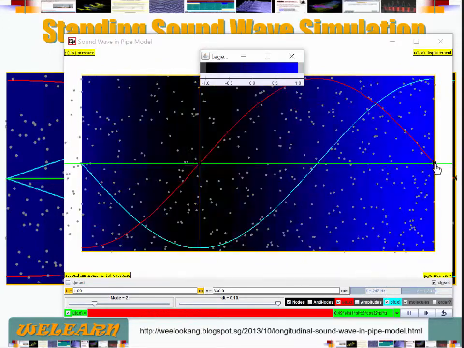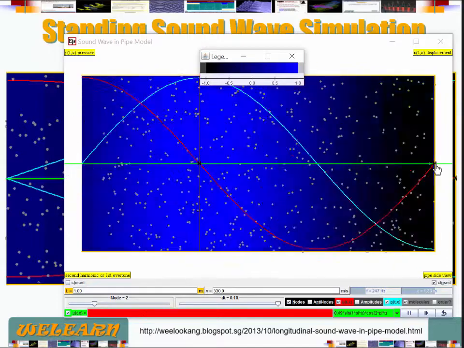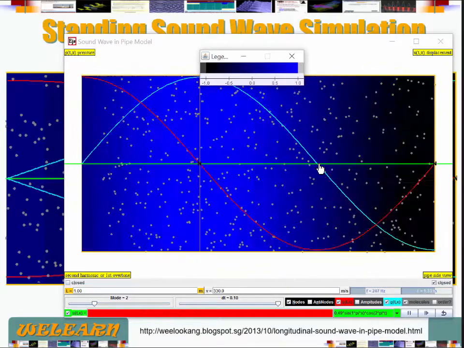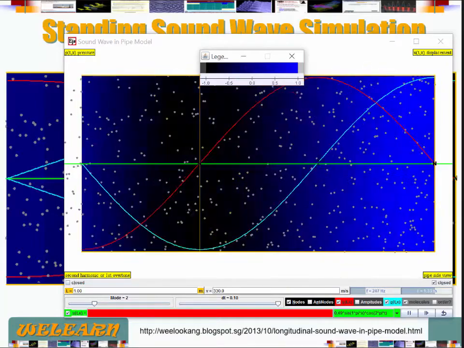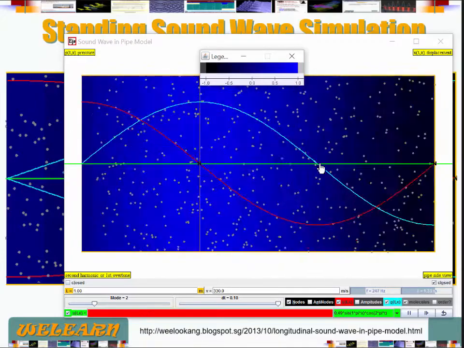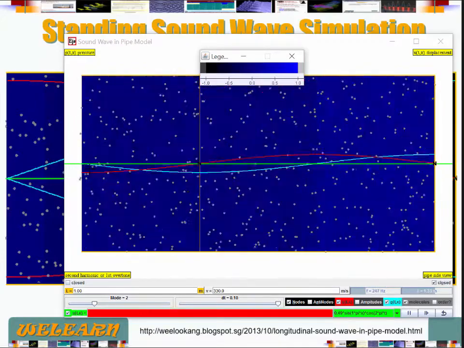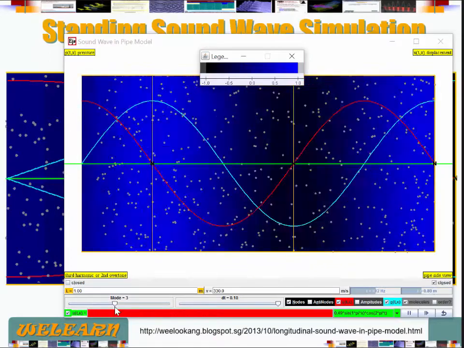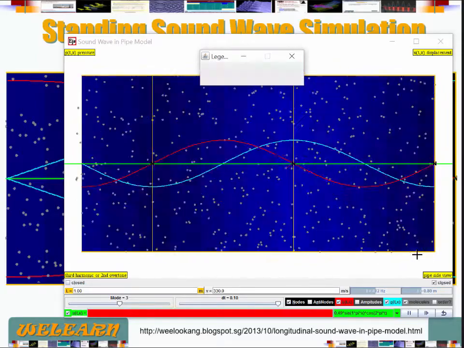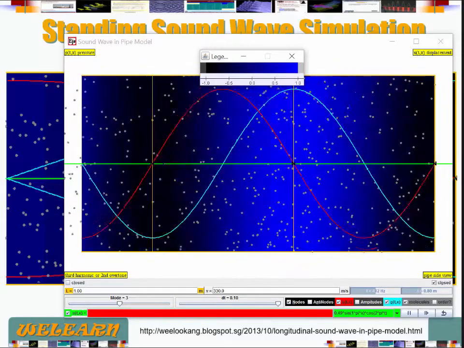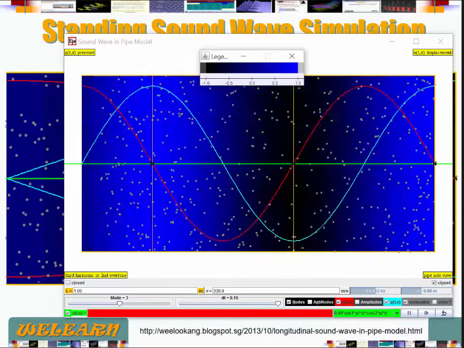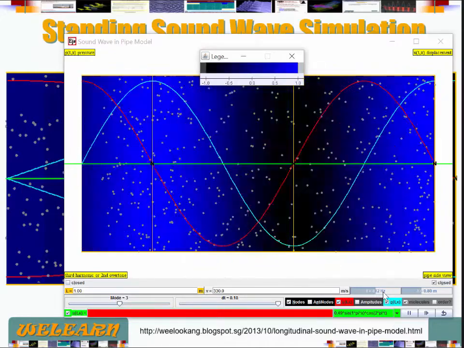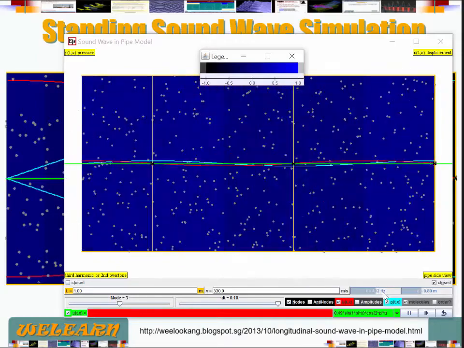You notice a node for the displacement at the closed end, an antinode for the pressure. The pressure is going to have one node in the middle here, not exactly the middle, but inside, and one node at the open end. Let's go to the third mode. Okay, the third mode, we added another node for the displacement and another node for the pressure. And you notice the frequency here is 412 Hertz. That's 5 times the fundamental frequency.